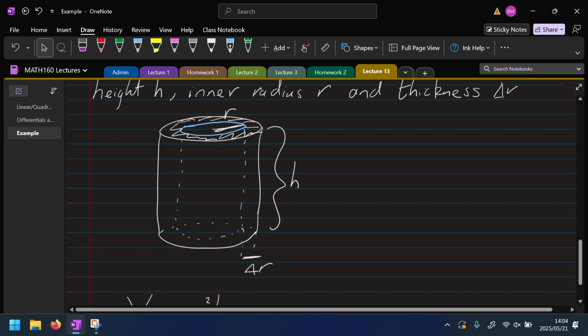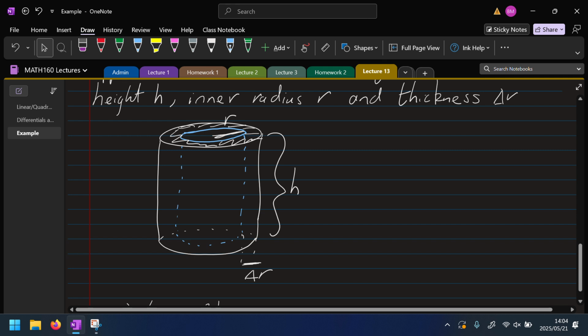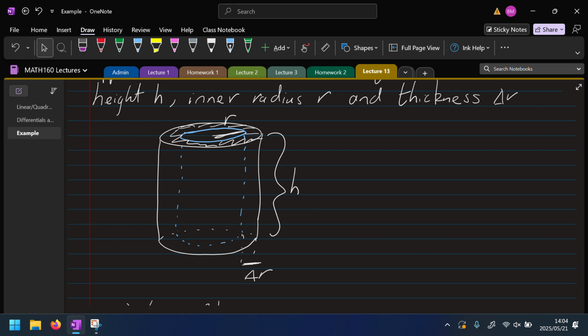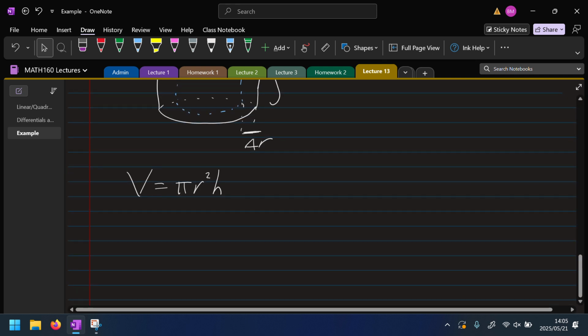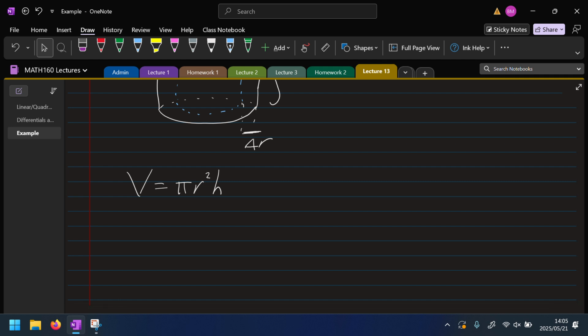Now, here we've got the error, or the thickness, or however you want to think of it, delta R. So when we do the differential, it must be in terms of R because H is just H. There's no delta H. Okay, so we've got two variables here, but it's only the one that comes with the delta R. There's no delta H.